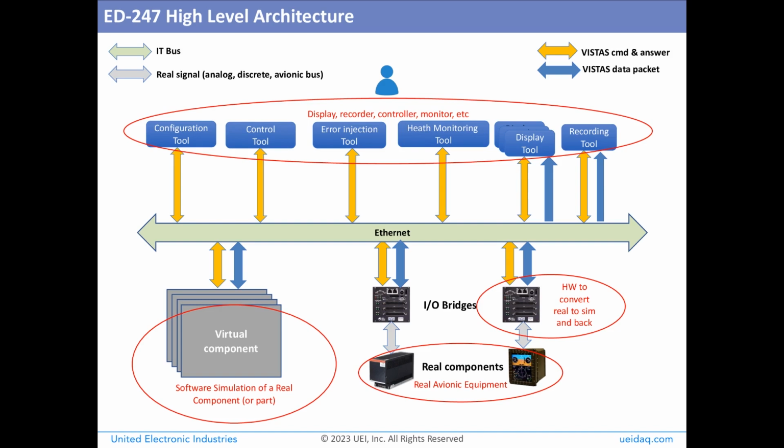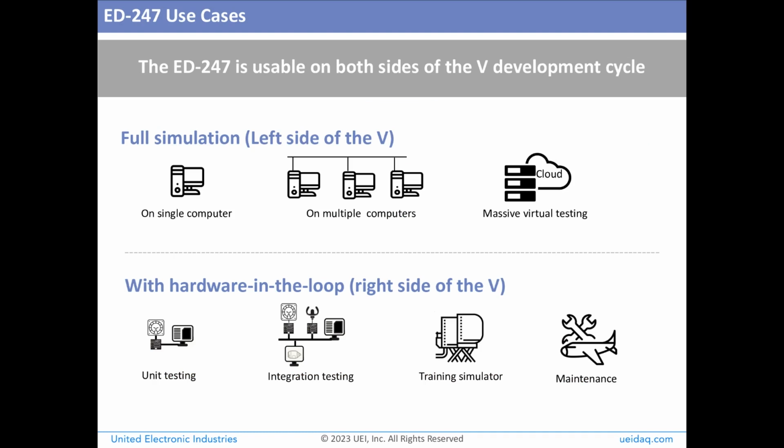As you see, the backbone of the Vistas packet traveling over the Ethernet network can be generated and/or consumed by just about anything. The receiver does not know if it was generated by a real device or a simulated one. It's just a UDP packet. This virtualization makes it 100% usable on both sides of the V development cycle, from a full simulation on a single computer or multiple computers simulating many different devices to even full-on cloud computing.